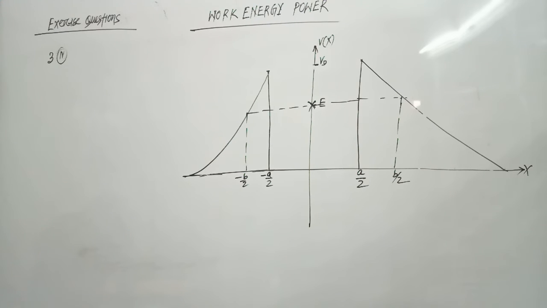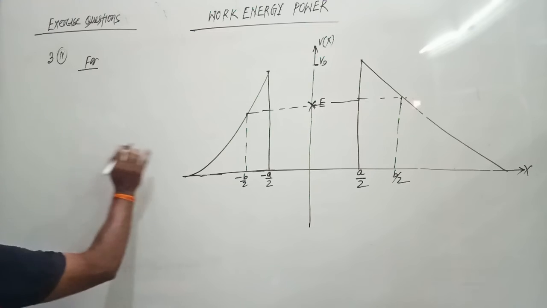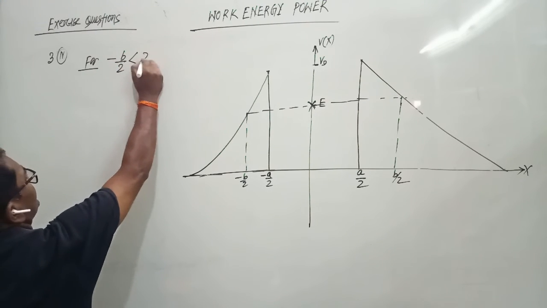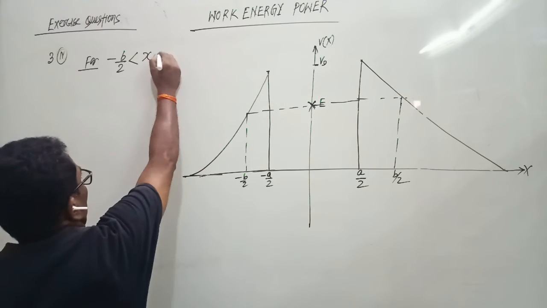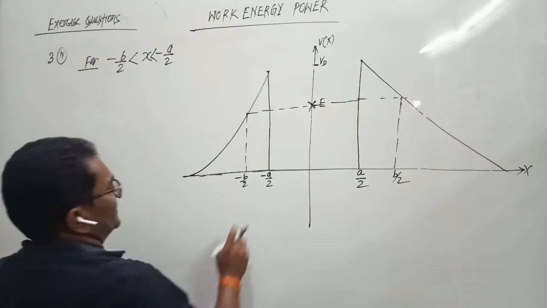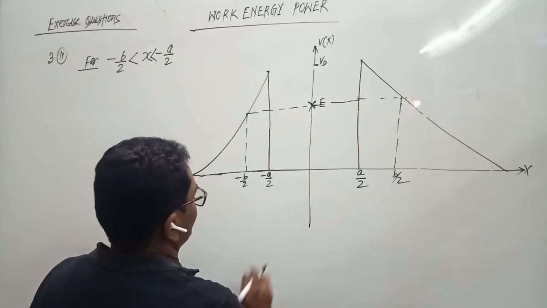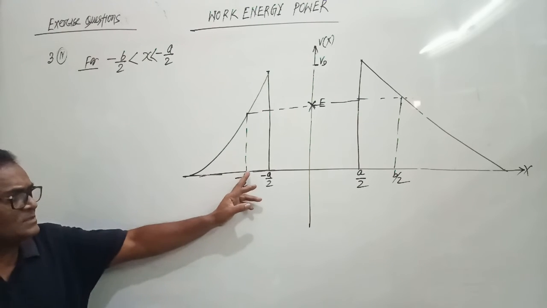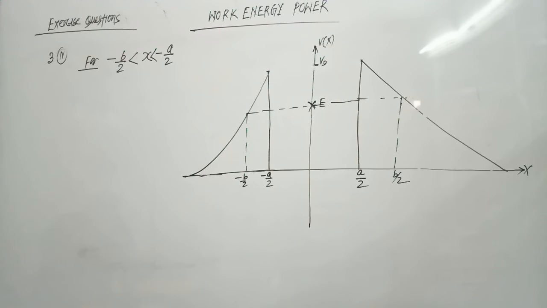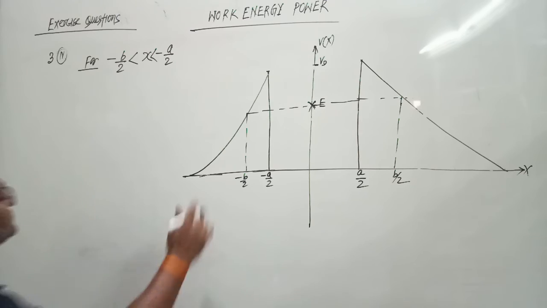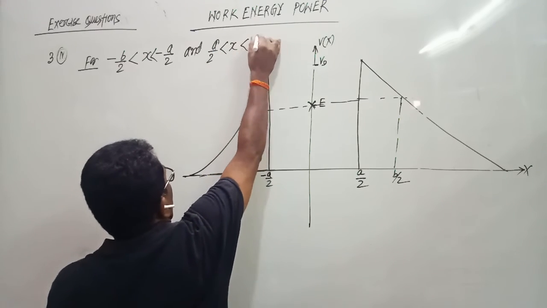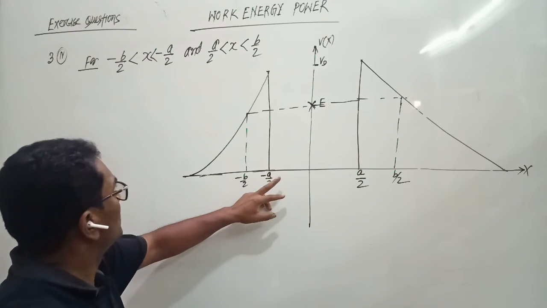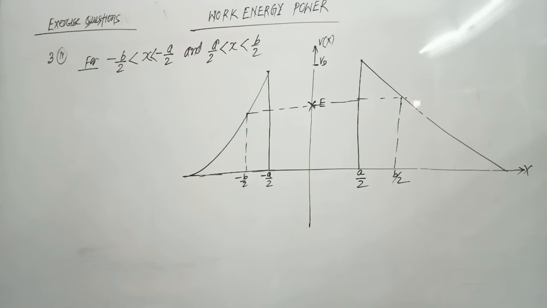So for minus b by 2 less than x less than minus a by 2, that is, when the value of x lies between minus b by 2 and minus a by 2, and also a by 2 less than x less than b by 2.